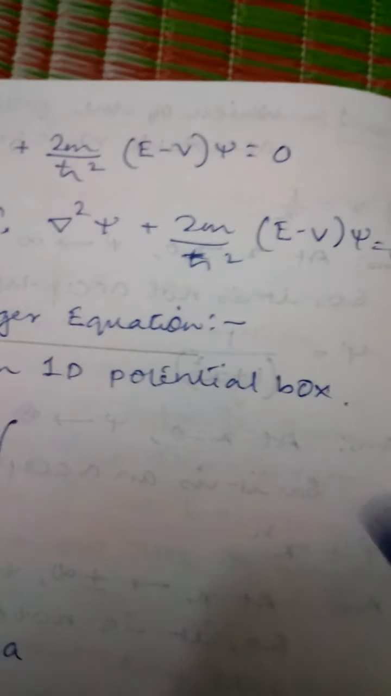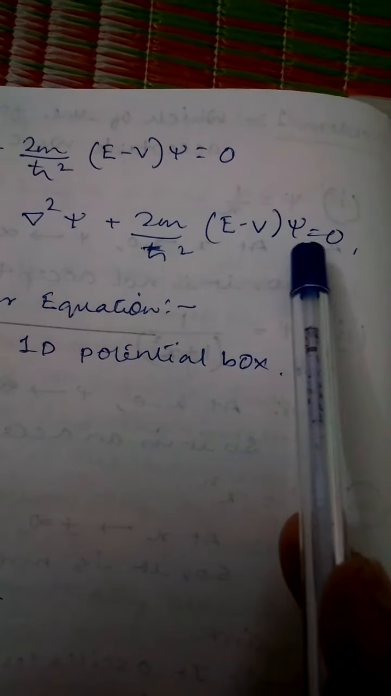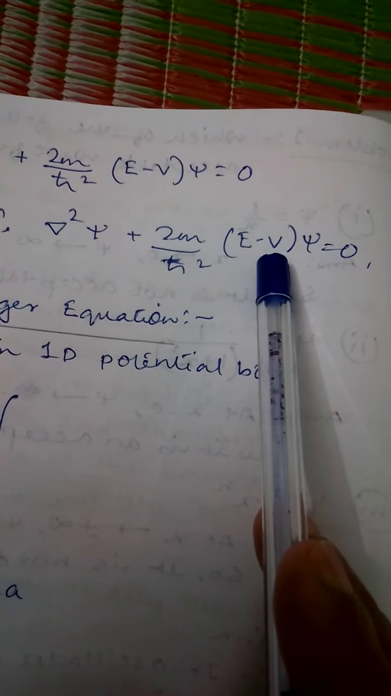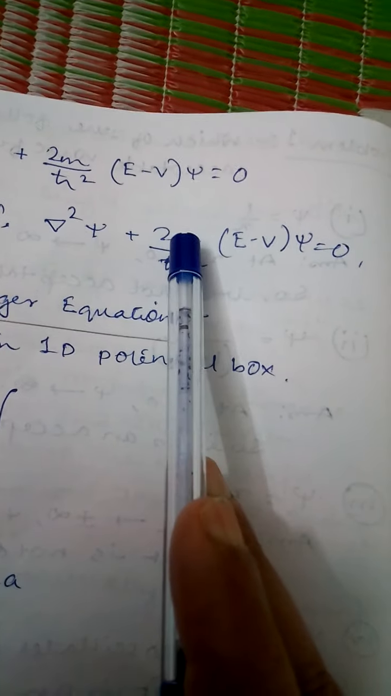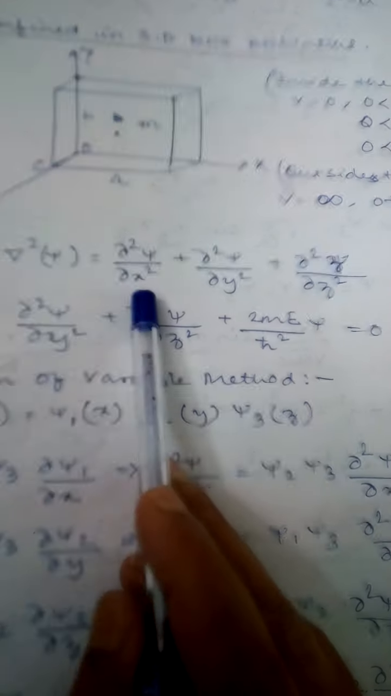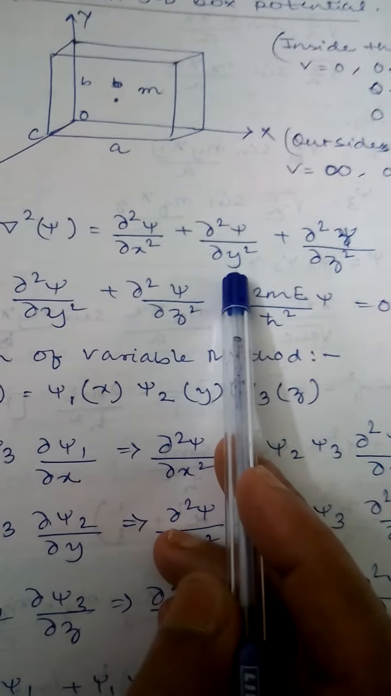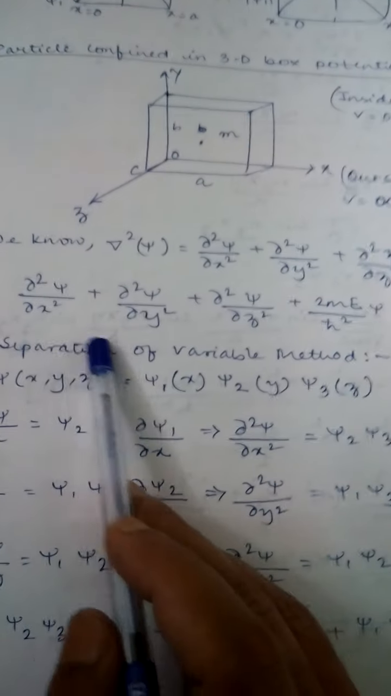Look at this expression: del square psi plus 2m by h cut square into (E minus V) psi equals 0. Putting V equals 0, this expression takes the form del square psi plus 2mE by h cut square into psi equals 0. And in place of del square psi, putting the value del square psi by del x square plus del square psi by del y square plus del square psi by del z square, finally we'll have this expression.